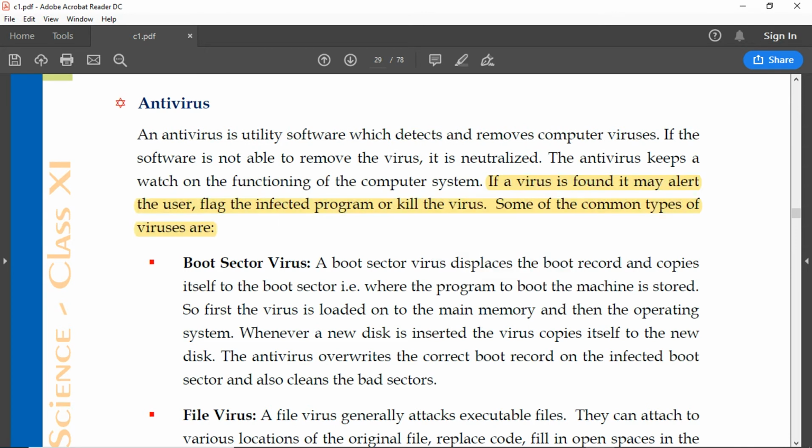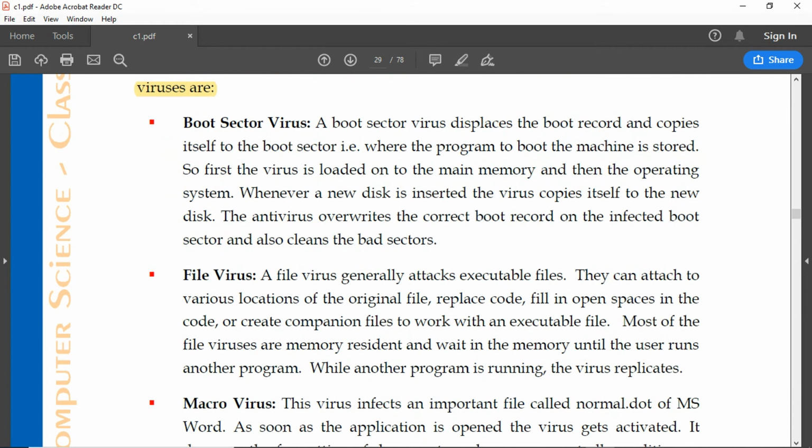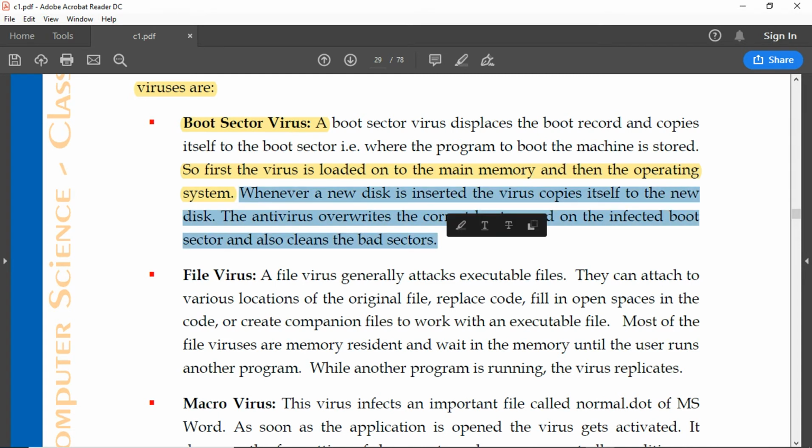Some of the common types of viruses are boot sector virus. A boot sector virus displaces the boot record and copies itself to the boot sector, i.e. where the program to boot the machine is stored. So first the virus is loaded onto the main memory and then the operating system. Whenever a new disk is inserted, the virus copies itself to the new disk. The antivirus overwrites the correct boot record on the infected boot sector and also cleans the bad sectors.